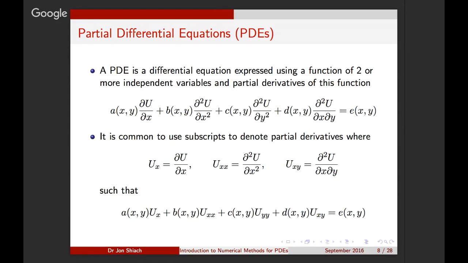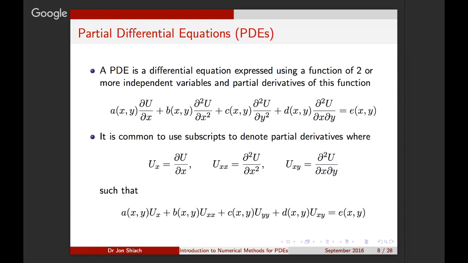You're familiar with partial derivatives. When we say a partial derivative of something, we're talking about the change only with respect to that variable. So for example, the partial derivative of u with respect to x means: what's the change of that function u just in terms of x. It's different from an ordinary derivative. The partial derivative is only with respect to that variable.